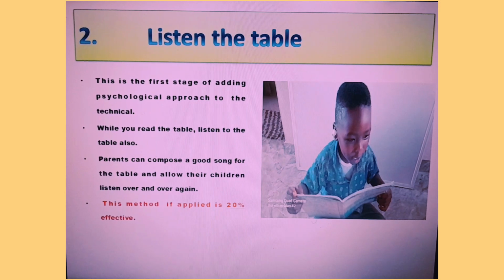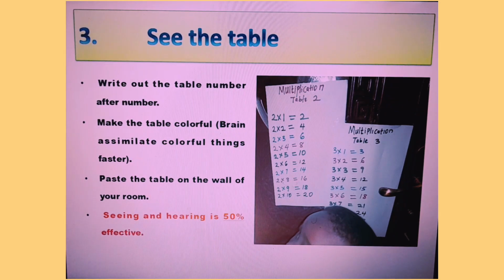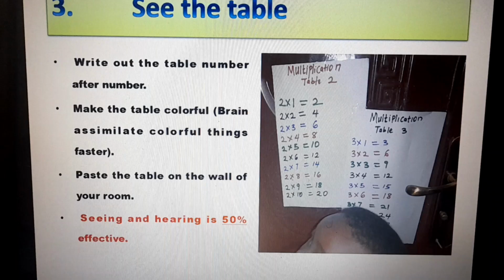So let us go to the third step. Yes, see the table. After reading the table and then listening to the table, you have to place the table where it will be visible for you to see. If you're a parent trying to make your child learn multiplication table, you need to put it where the child always sees the table. For example, it's placed on the doorpost where this young man always passes every day.